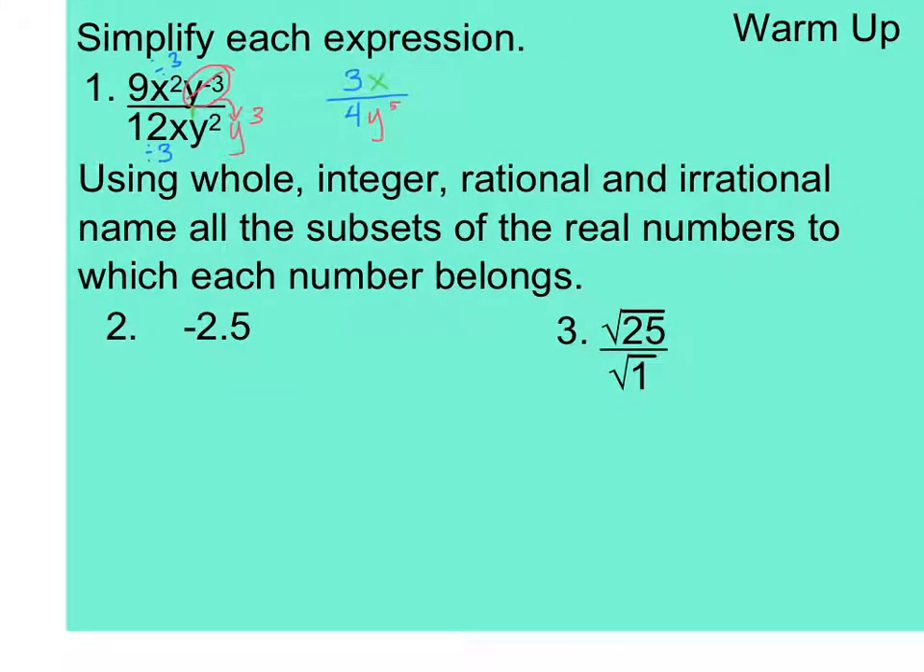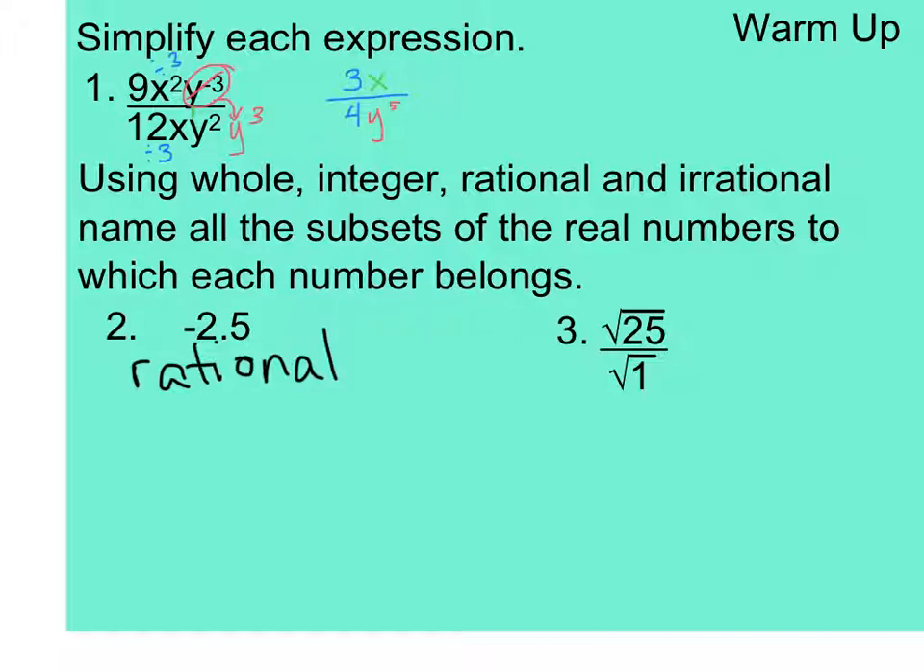The next one says to use whole, integer, rational, and irrational to name all the subsets of the real numbers. In number 2, I have negative 2.5. The first thing to ask is, is that rational or is that irrational? Negative 2.5 is a decimal that ends, which means I could write it as a fraction, so this is rational. Once I answer that it's rational, I then need to ask, is it an integer? An integer can be negative, but it can't be a decimal, so rational is the only answer for number 2.